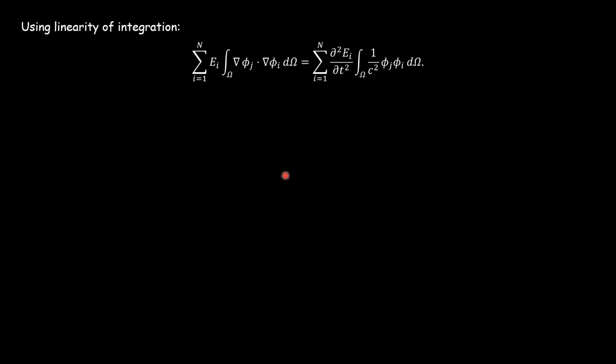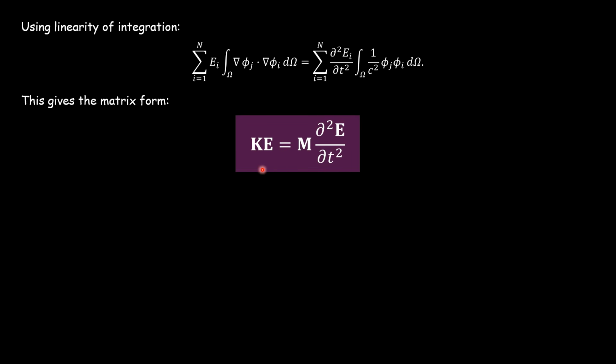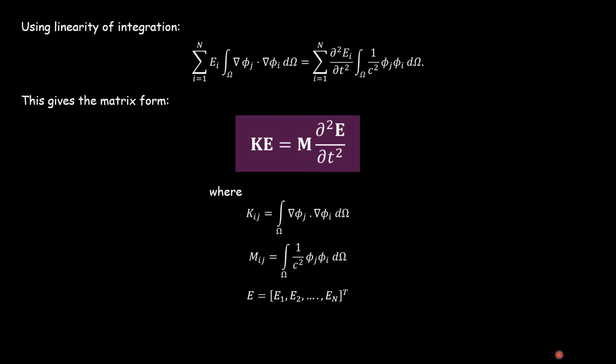And next, using the linearity of the integration, we convert that into a matrix form that looks something like this, where you have K and E on the left hand side, and M d squared E by dt squared, or the partial derivative of E with respect to t of the second order. And here K is your integration of the basis functions that looks something like this. M is your equivalent mass function on the right hand side, and E is your solution at different nodes of the finite element mesh.